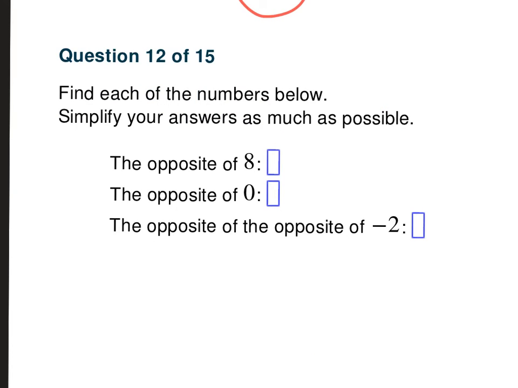Question number 12 says, find each of the numbers below. Simplify your answer as much as possible. The opposite of 8 is going to be negative 8. The opposite of 0. 0 is one of those special numbers. Remember, 0 is just 0. And then the opposite of negative 2. When you have the opposite of something, it's just the number you started with. So that's negative 2. Our first opposite of negative 2 is 2, and then the opposite of that is negative 2. That's how we get back to where we started.